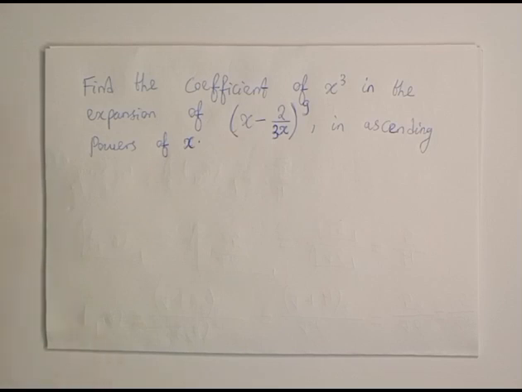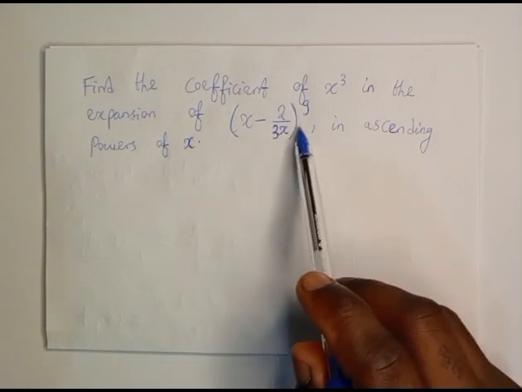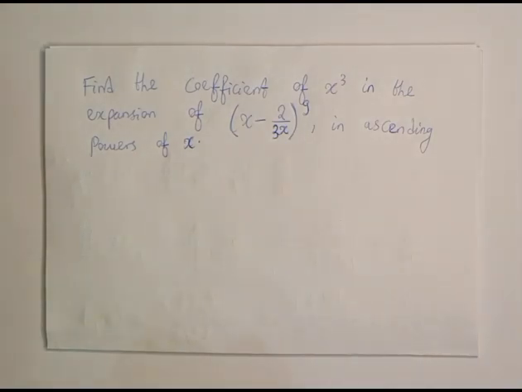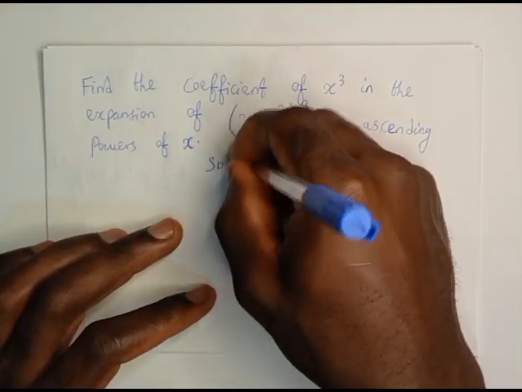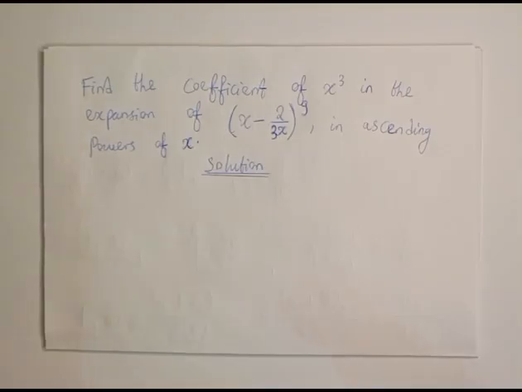The first way for us to get the coefficient of x is for us to expand this binomial right up to the term in x cubed, but that will be time consuming. We are going to make use of the second method. Making use of the second method, it is very fast and very easy for us to get the coefficient of x cubed.